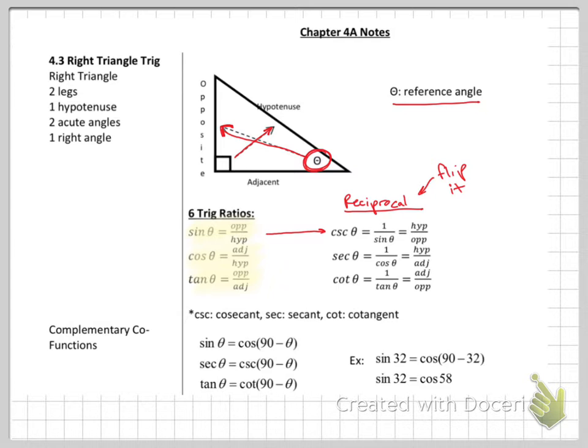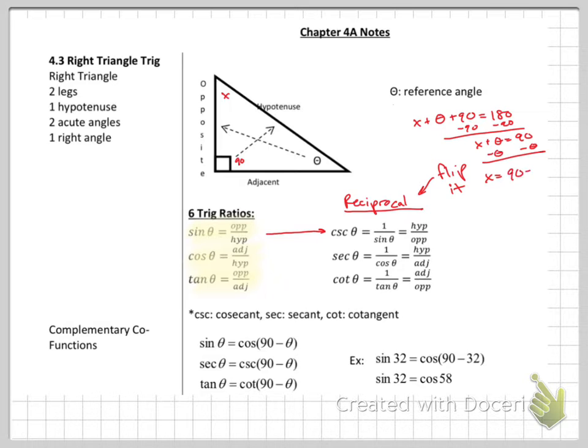Complementary cofunctions. So in my triangle picture, I'm going to erase some of this. If that corner is theta, and we know the right corner is 90 degrees, then triangle sum tells us that we have, I'll call this x for now, x plus theta plus 90 has to equal 180. Well, if I'm solving that for x, I would subtract the 90. x plus theta equals 90. And then if I just want x alone, I'm going to subtract theta. Well, as an equation, that corner is 90 minus theta.